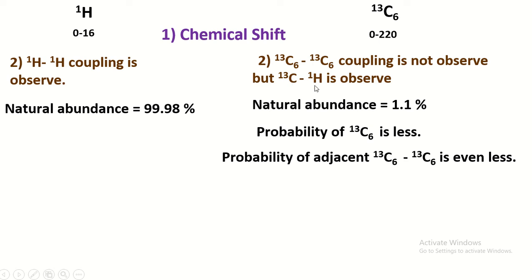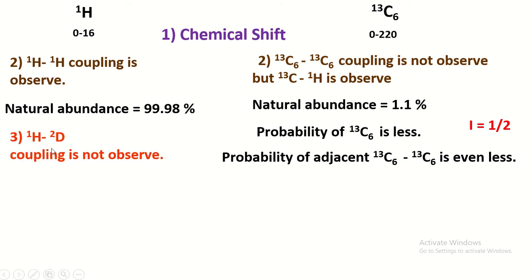But carbon-13 to H-1 coupling is observed because the spin quantum number of both nuclei is the same, and H-1 has a natural abundance of 99.98%. Therefore, it can easily couple with the carbon-13 nucleus and give coupling.